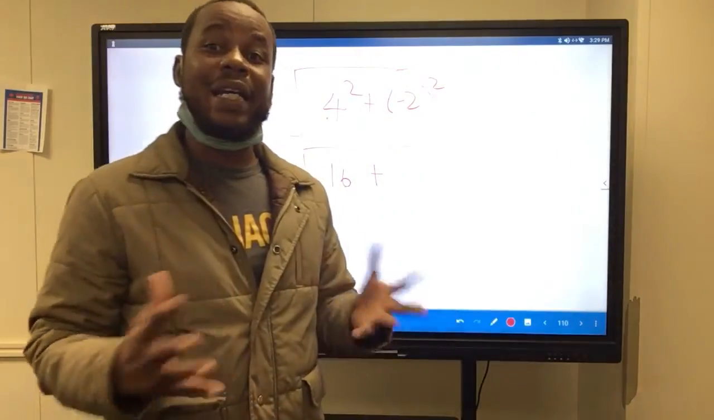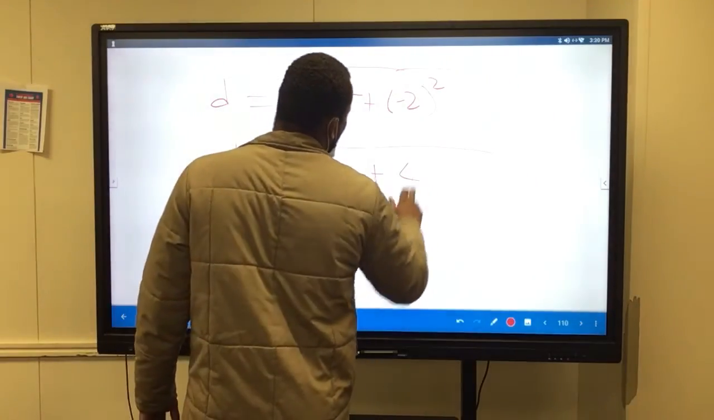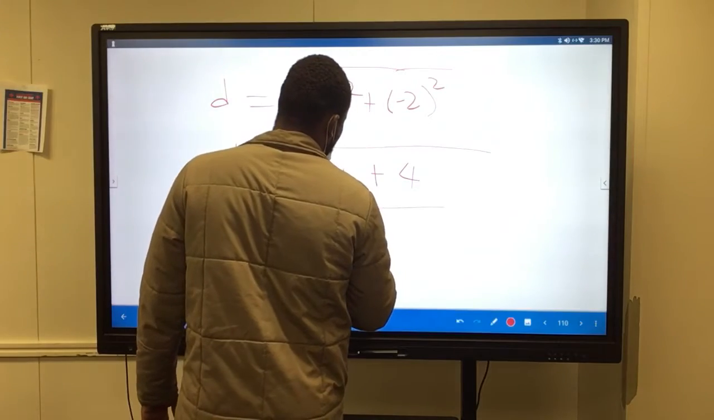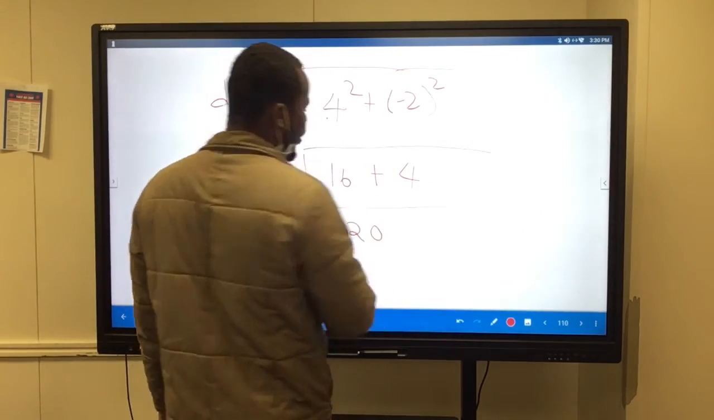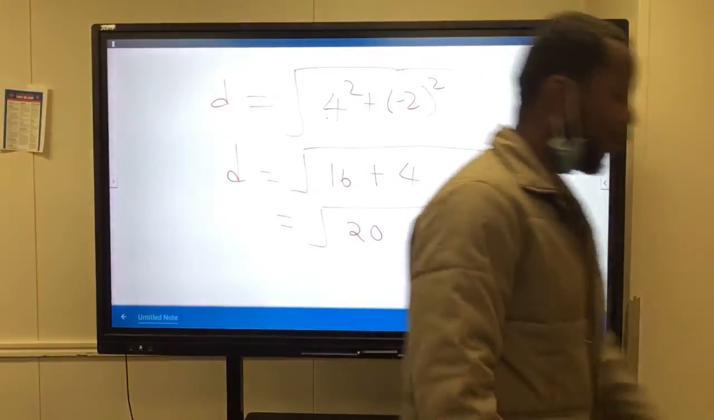When you square anything, it becomes positive. So (-2) squared is just like squaring 2, which is 4. So the final answer will be the root of 20. Now you are not done here. You want to know the distance. Root of 20 is not a distance, okay?